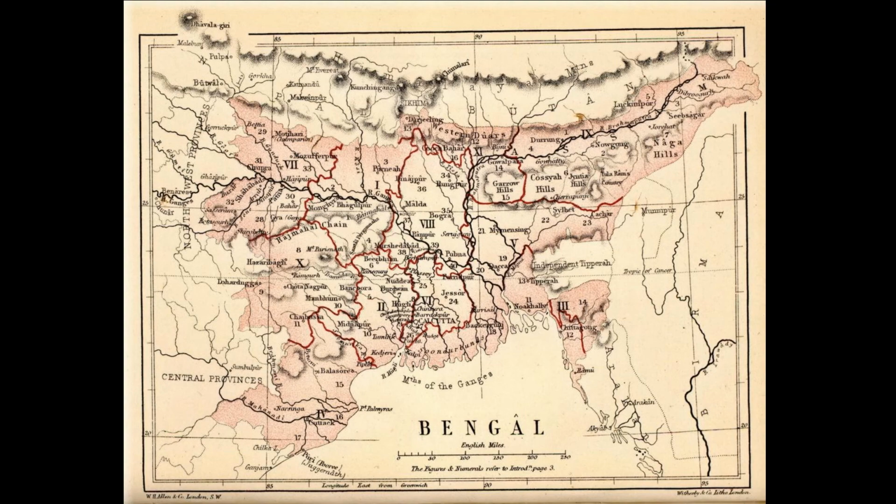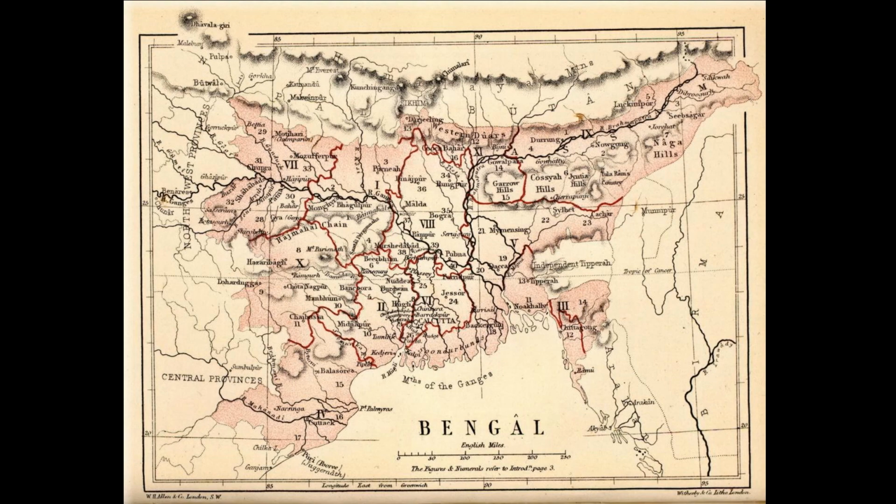So to make administration easier and to try to curb anti-colonial nationalist activity, which is becoming more and more prominent, in 1905, Viceroy Lord Curzon, you may have heard of him, partitions Bengal into the east and the west. The east is primarily Hindu and includes Calcutta, and the west is primarily Muslim.